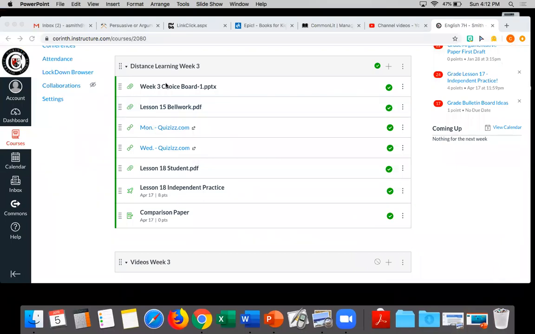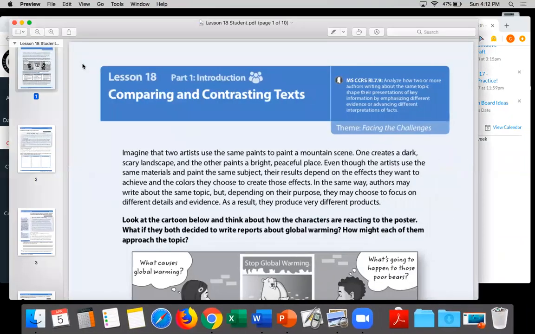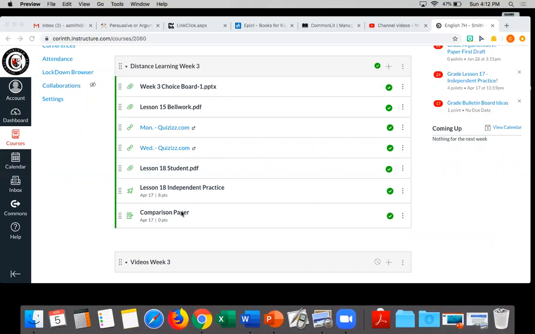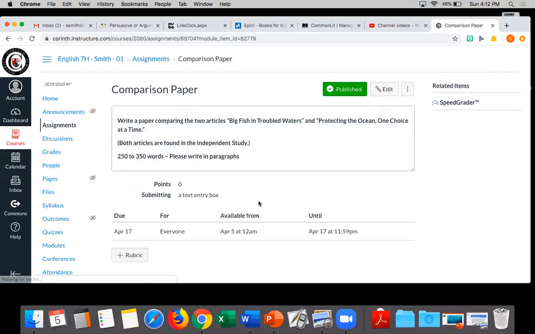Okie dokie. So there's your choice board, your bell work vocabulary, definitions, your Monday quizzes, your Wednesday quizzes. You can do those whenever you want, really. And then lesson 18 student, which is this right here that we're about to talk about. And then the comparison paper, which I just talked to you about. Let's go ahead and click that.